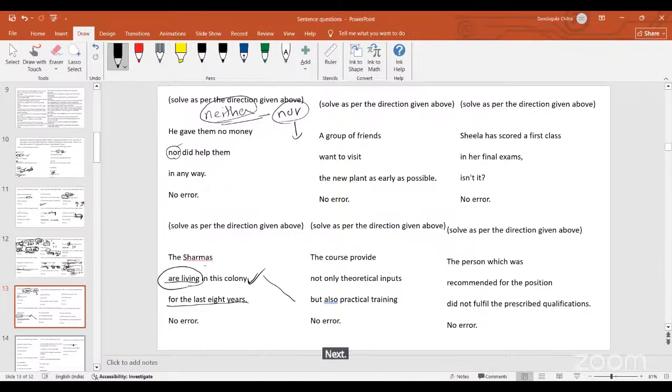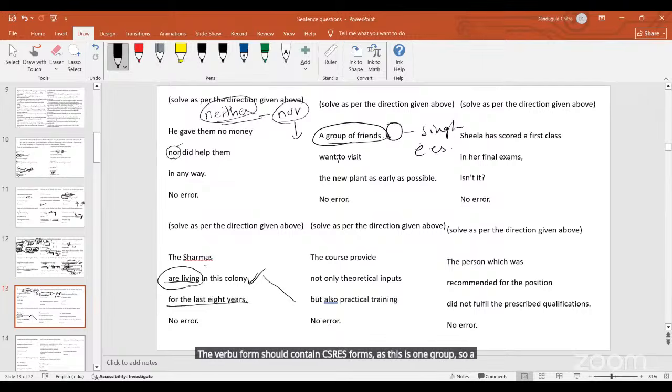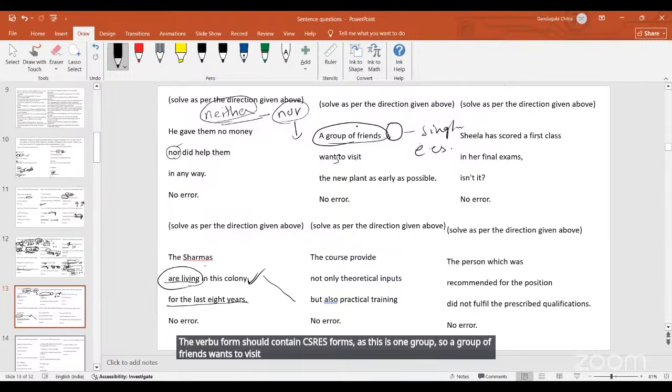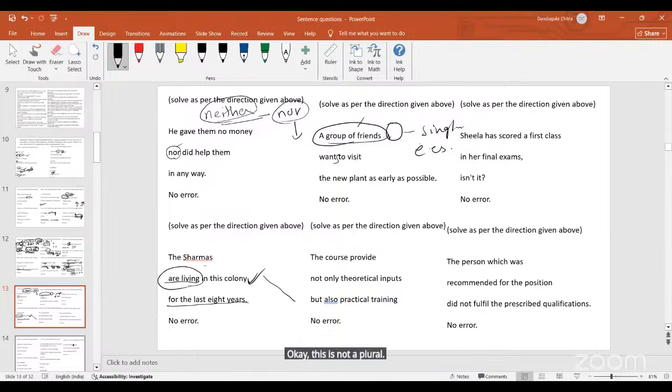Next, a group of friends want to visit the new plant as early as possible. Option B, sir. Wants to visit. Yes, a group of friends. Here, group of friends means only one group, right? Now, this comes under the singular or not? If this is singular, then the verb form should contain S or ES forms. As this is one group, so a group of friends wants to visit. Okay, this is not a plural. If this is a plural, then it is want.